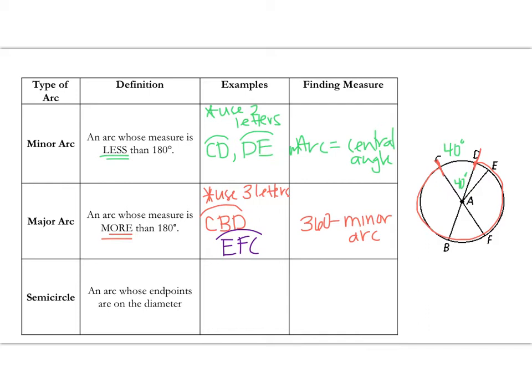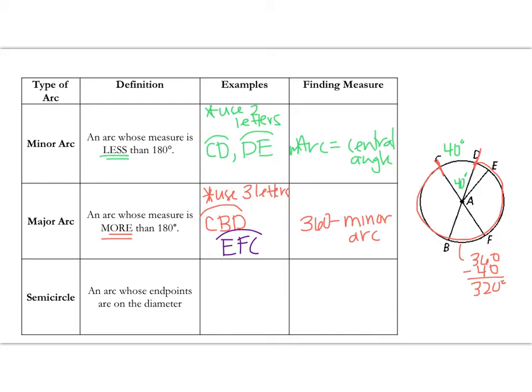So I could find that red section by doing 360 minus the part that we don't want, which was the 40, and you would get that that's 320. And we're going to practice that more on the next page. But that's how you find the measure of a major arc. You can do 360 minus its minor arc, the one that you don't want.